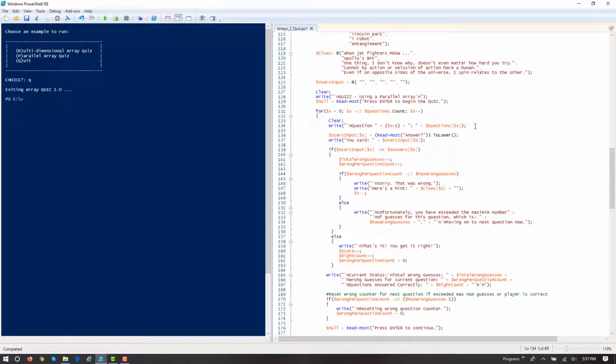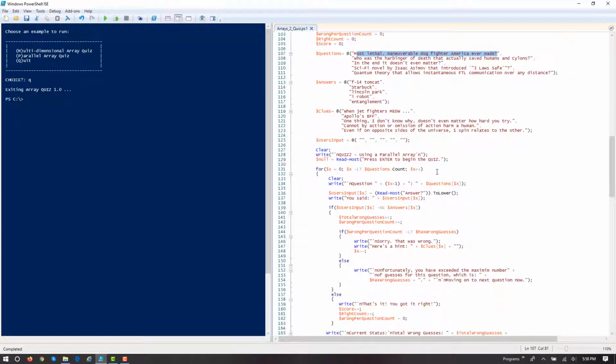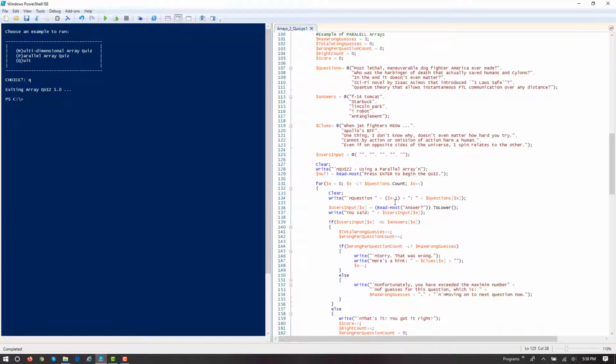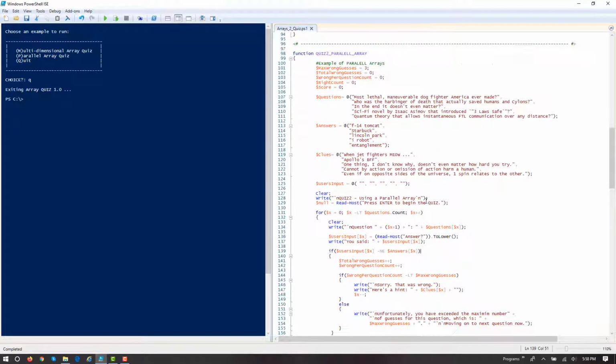And then, okay, so questions, we're going to ask the question. That's the most lethal maneuverable dogfighter ever made. Okay, that's our question. We're going to take the user's input and store it here in our first element using Read-Host. Now we're going to compare it. Same logic here: if what they've typed in is not equal to the answer, and the answer is F-14 Tomcat, then what?